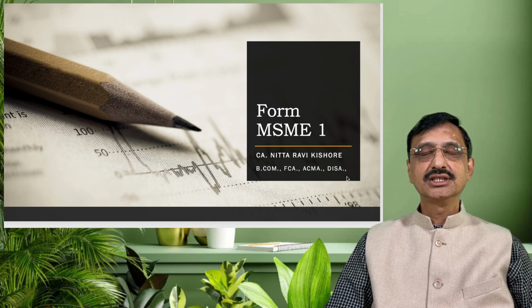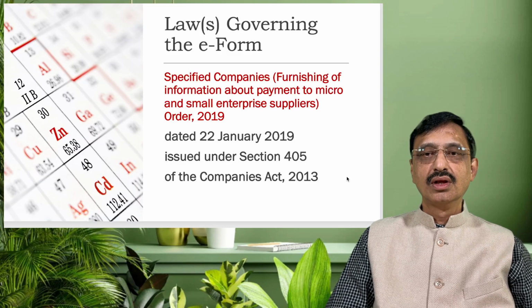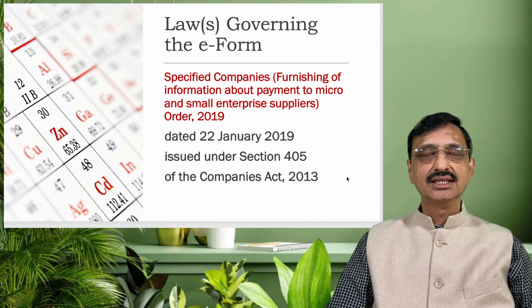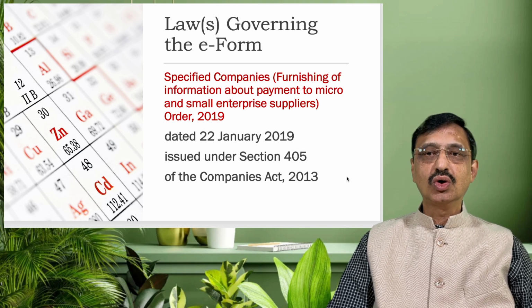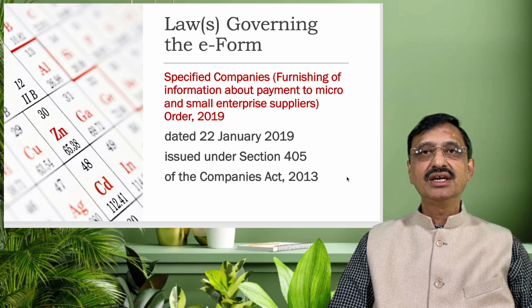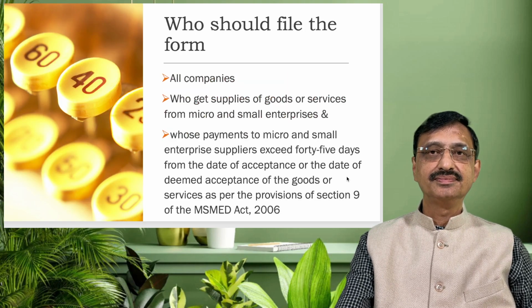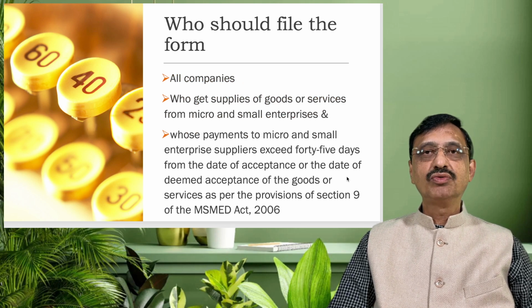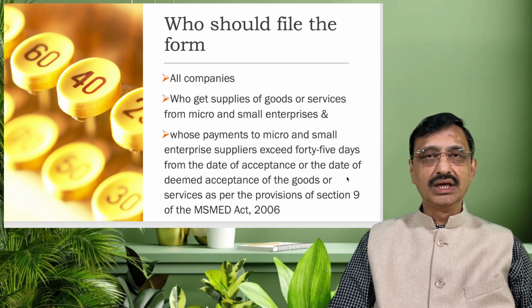In this edition, we will discuss Form MSME-1. Under Section 405 of the Companies Act 2013, an order has been issued on 22nd of January 2019 titled Specified Companies Furnishing of Information about Payment to Micro and Small Enterprise Suppliers Order 2019. Under this order, specified companies have to file this Form MSME-1.